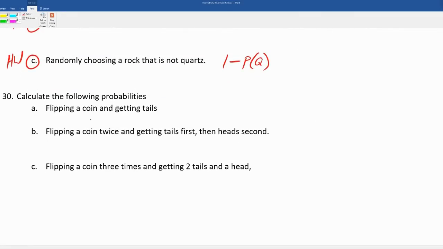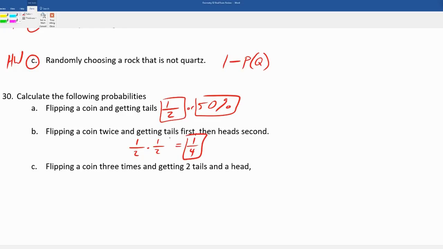All right, number 30, calculate the following probabilities: flipping a coin and getting tails. Well, there's one tail out of 2 possible outcomes. All right, so that's 50%. All right, flipping a coin twice and getting tails first. So you have a 1 out of 2 chance, and then you also have another 1 out of 2 chance as you keep going. 1 times 1 is 1, 2 times 2 is 4. There's a 1 out of 4 chance that you're going to get that situation.